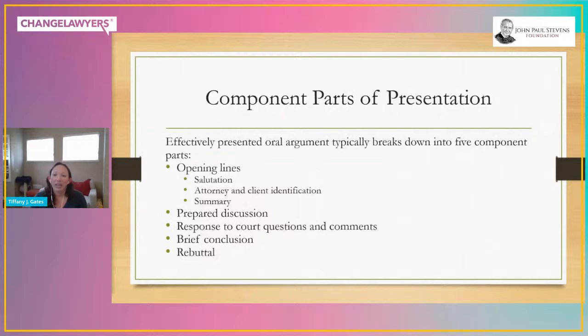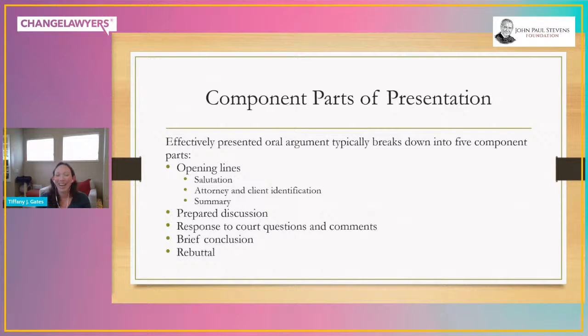Then, as I mentioned, you would immediately dive into whatever prepared discussion you have. Again, hopefully at this point you're not reading from a script. You're using an outline and improvising a little bit on the words. But in my experience, the prepared discussion portion of the oral argument lasts a very short amount of time.